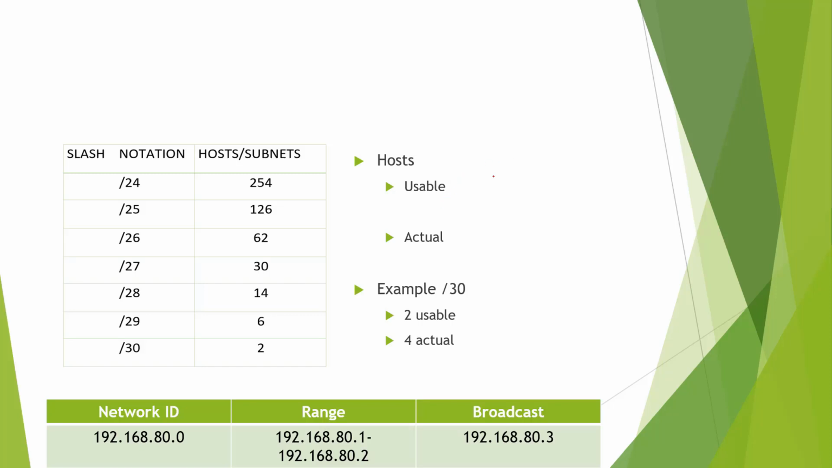So if we are talking hosts, when we start doing our subnets, we need to remember we need to add 2 because we're going to be losing one for our network ID and we're going to be losing one for our broadcast. Usable is just what's in the middle.